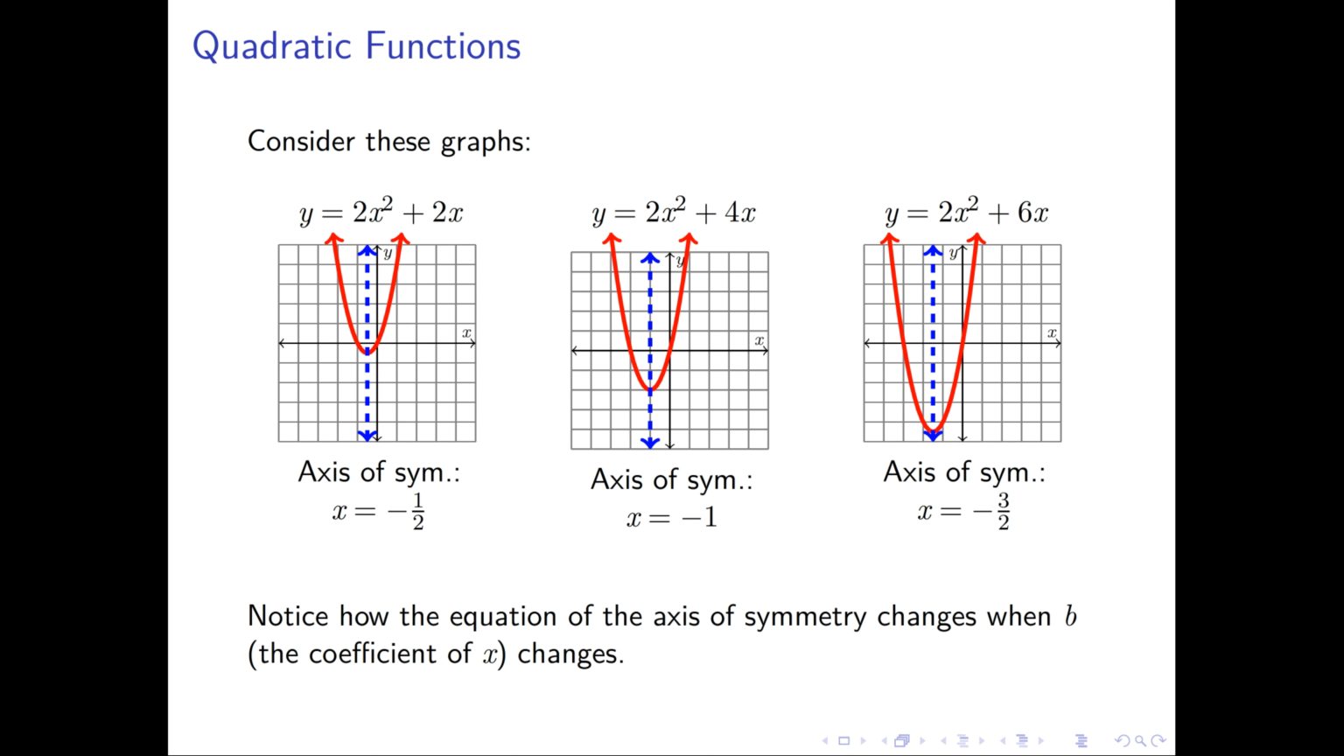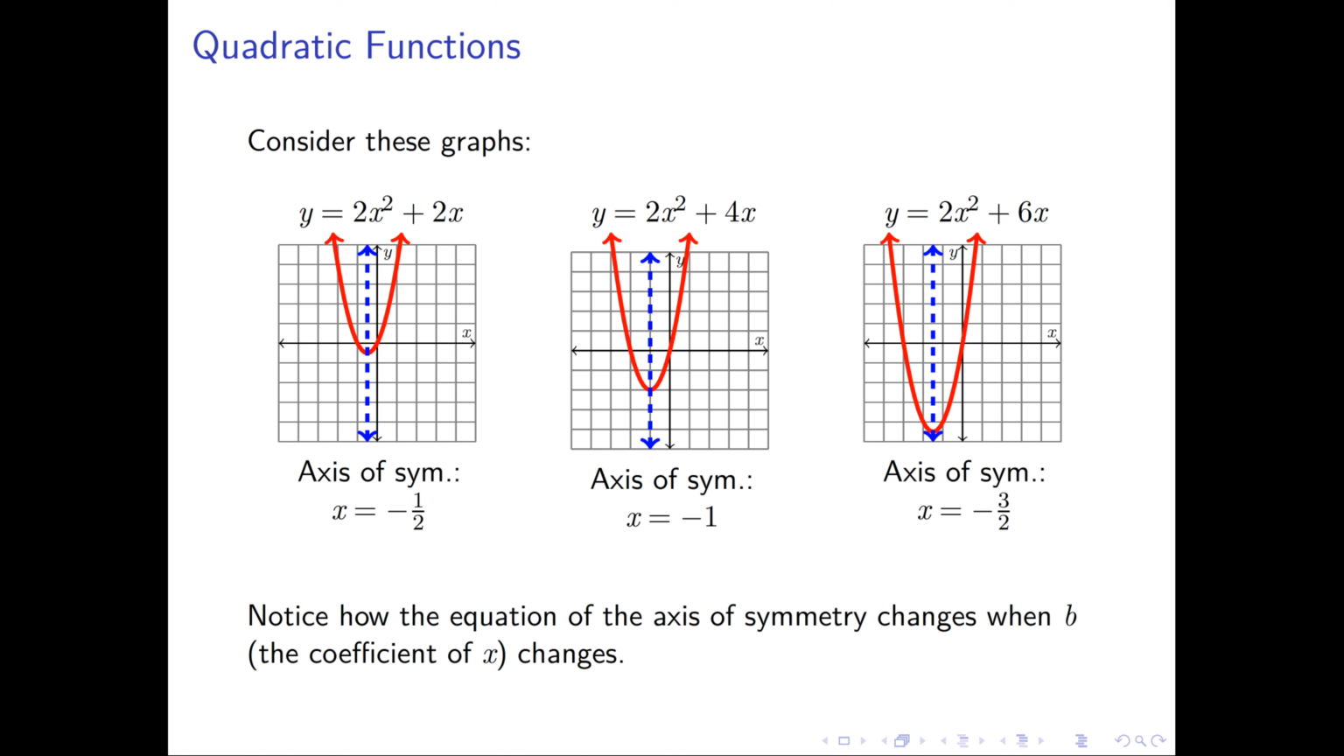Now I'd like you to take a look at these three graphs. You notice that the coefficient of x squared is the same in each one. That's 2, so it's y equals 2x squared. But the coefficient b, the coefficient of x, changes. And you'll notice that in the first graph, the axis of symmetry appears to be at, and actually is, at x equals negative 1/2 when the coefficient of x equals 2.